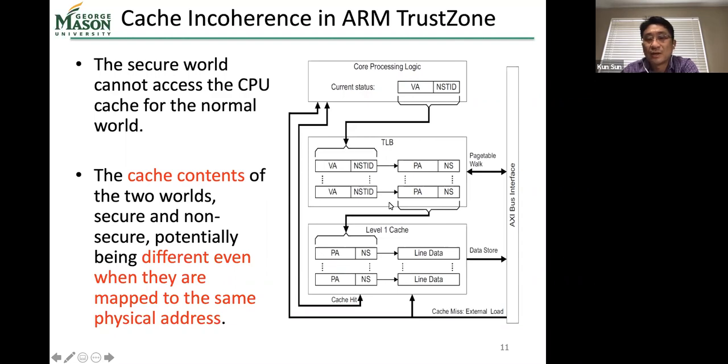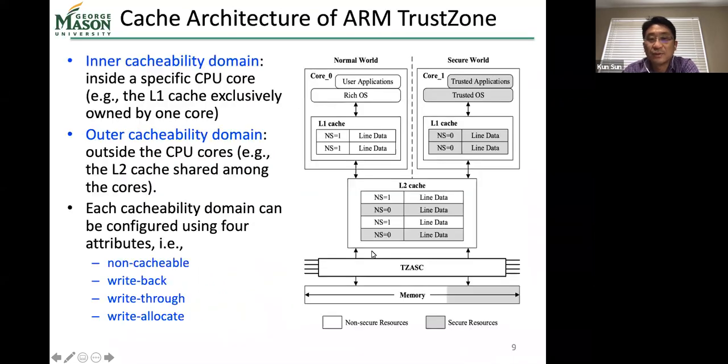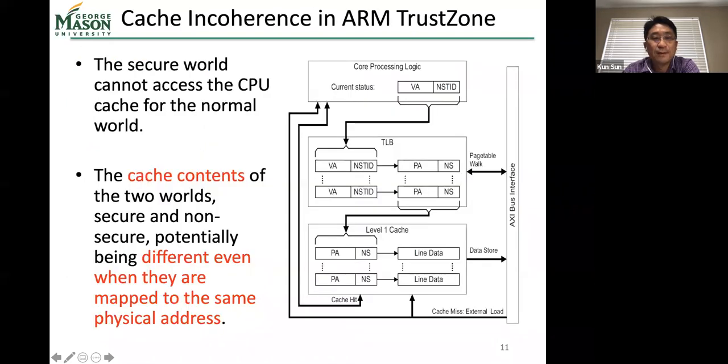Remember we have the NS bit in the cache. When the secure world accesses the cache, it can only access cache lines whose NS bit equals 0. For those whose NS bit equals 1, it cannot see them. So this is one observation.